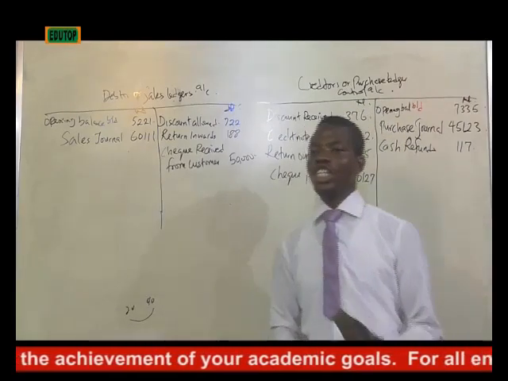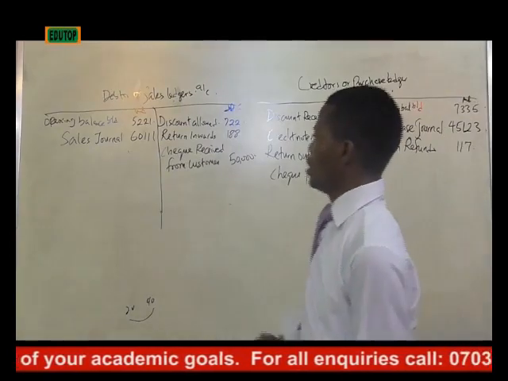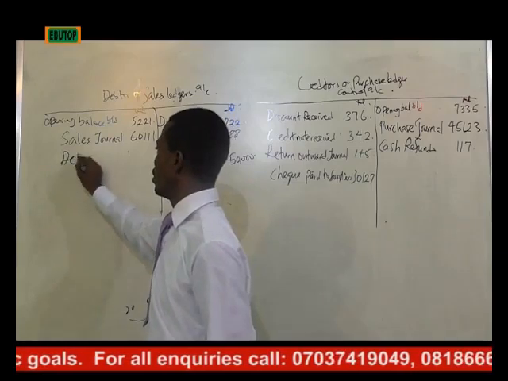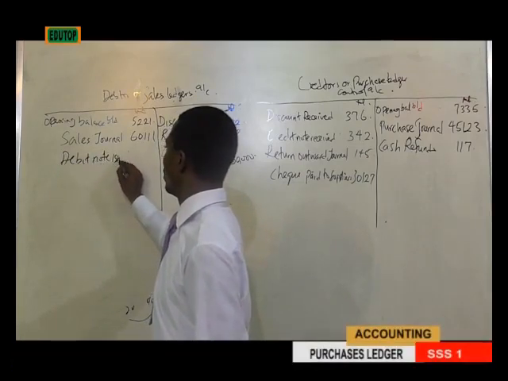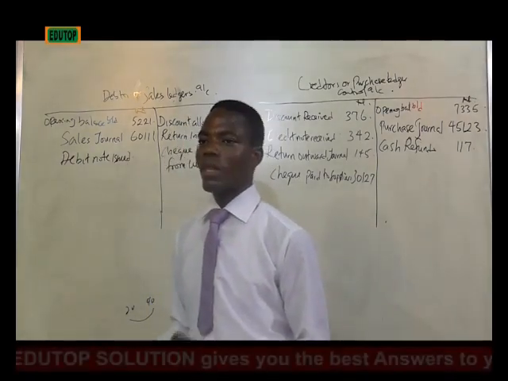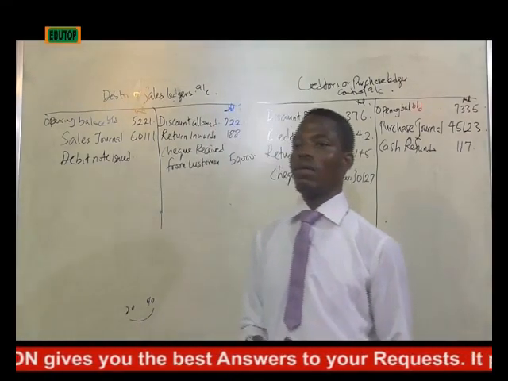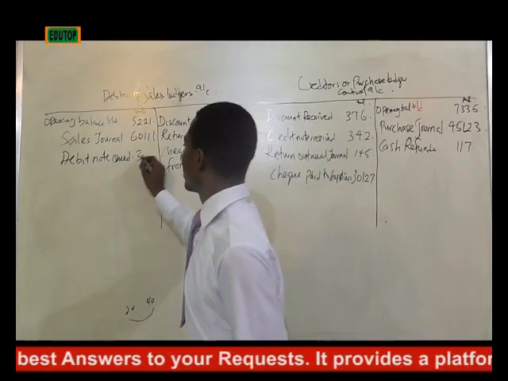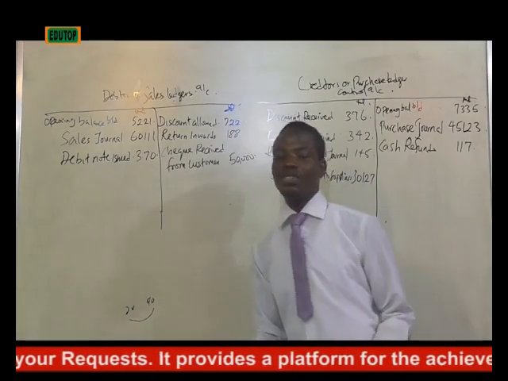Debit note issued. Debit note issued is prepared by the seller. And how much is it? And that is 320. That is 370, sorry. Then contract settlement.